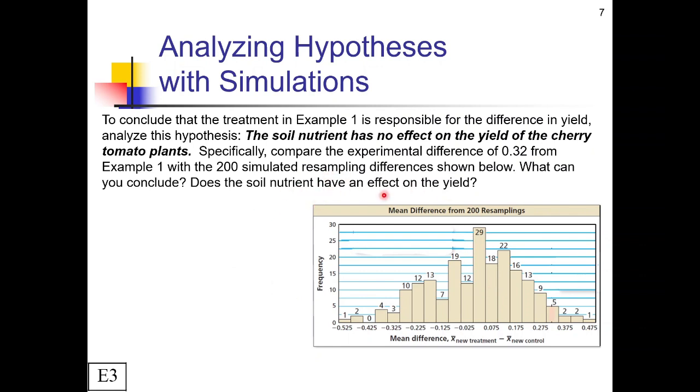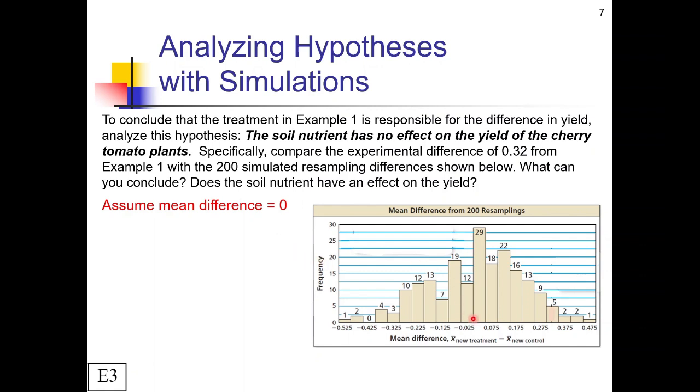So based off of this, what can we conclude? Does the soil nutrient have an effect on the yield? Now, to guide your process while you're comparing this with this frequency table, this histogram: if this hypothesis is actually true, if the soil nutrient has no effect on the yield of cherry tomato plants, then we would expect that the mean difference ought to be 0. So with that in mind, based on what your mean difference ought to be if this hypothesis is true, see if you can reject or accept that hypothesis, and using this table, pause the video and then see what you can conclude about the effect of the soil nutrient on the yield.